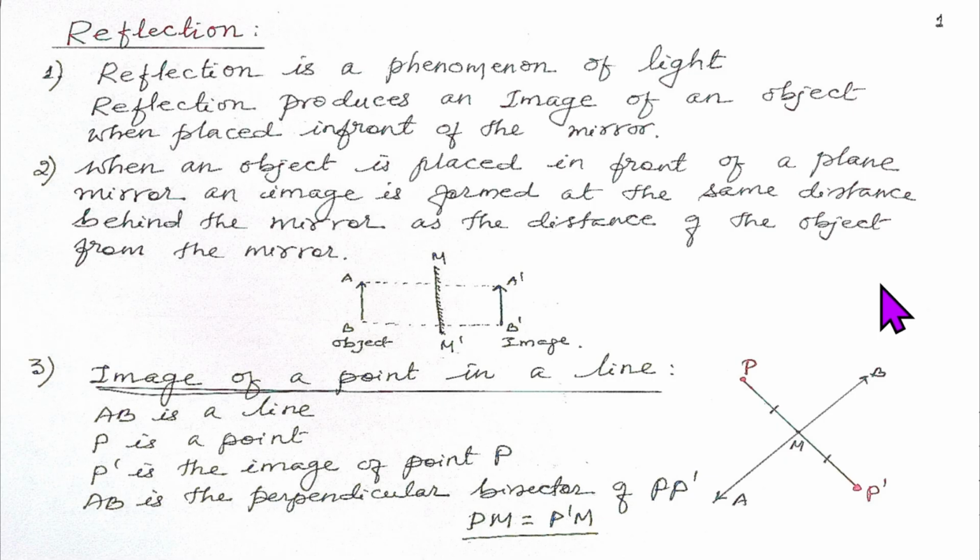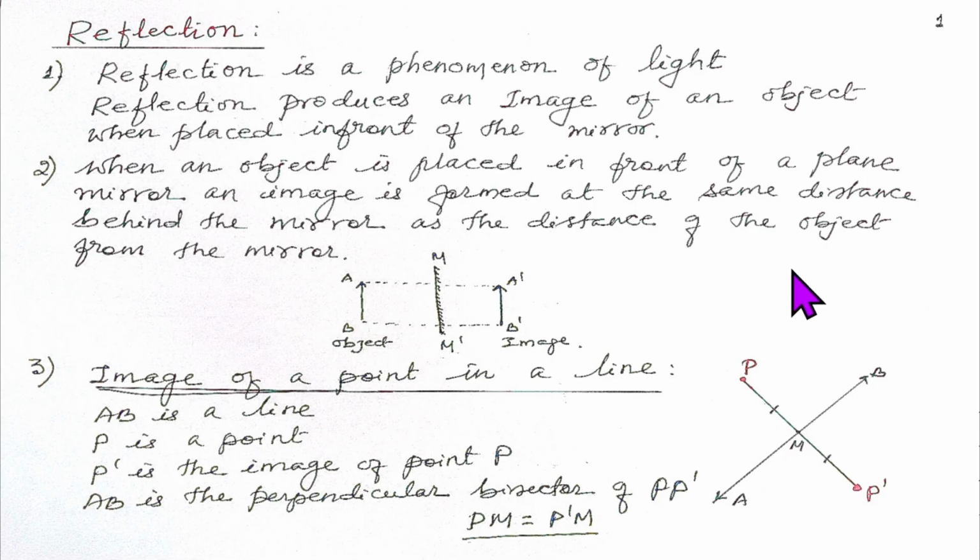Now the next very important discussion is reflection. Now, we already know what is reflection in light in physics. Reflection is a phenomenon of light. Reflection also produces an image of an object which is an exact replica of the object, and when it is placed in front of a mirror, generally when we talk about a plane mirror, we know what the features of the image formed by a plane mirror are.